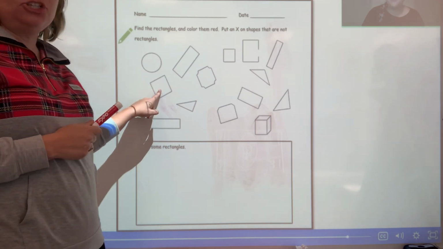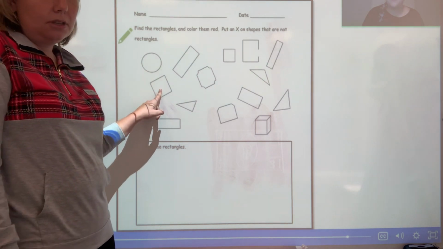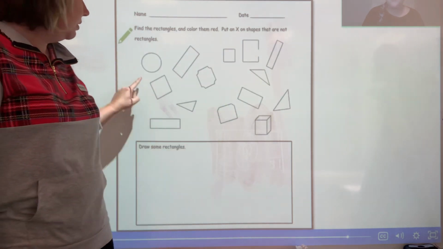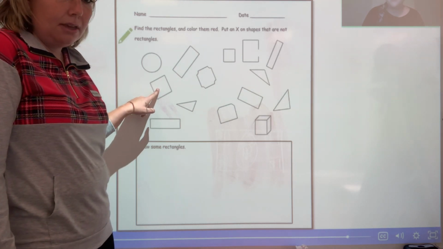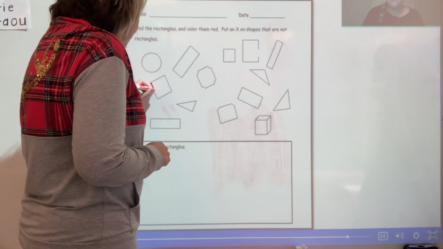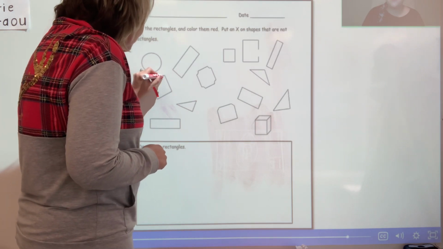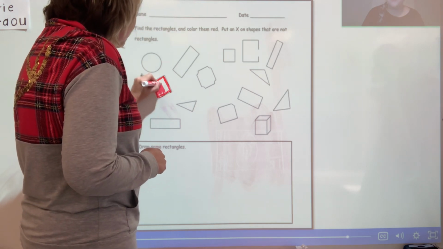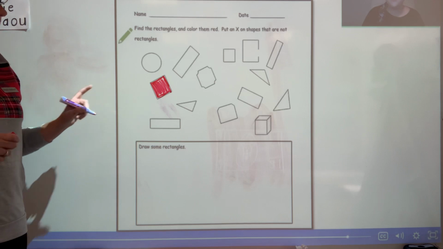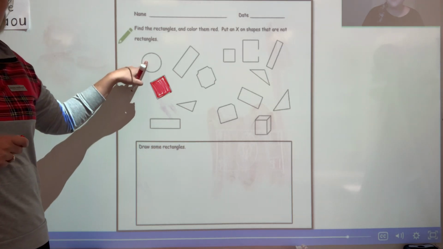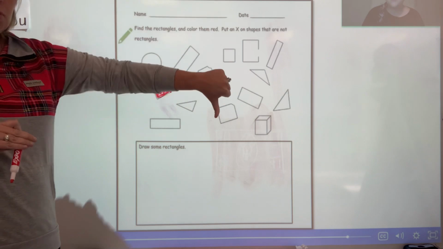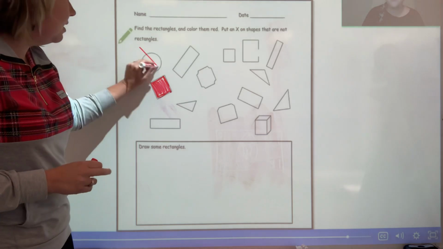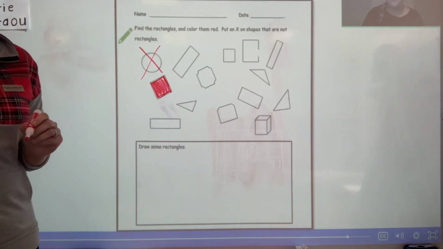Well, look at this shape right here that I'm pointing to. Is this a rectangle? Thumbs up or thumbs down? This one right here. Thumbs up. I can color this red. I like to color around my edges first. Then I can color the inside. What about this shape above it? Is this a rectangle? Thumbs up or thumbs down? Very good. This is not a rectangle, so I'm going to put an X.